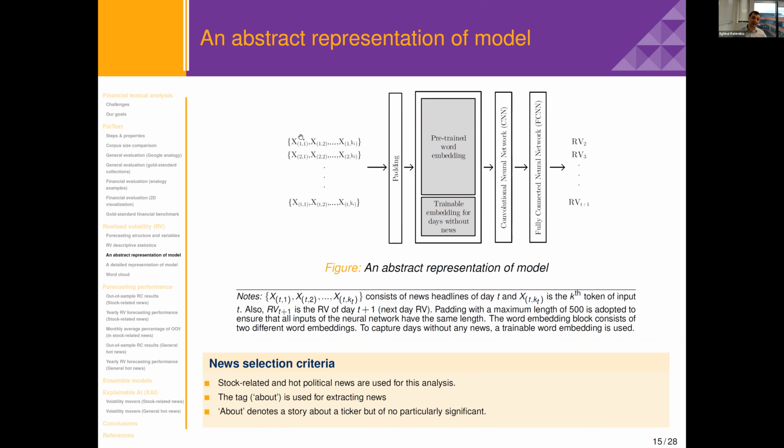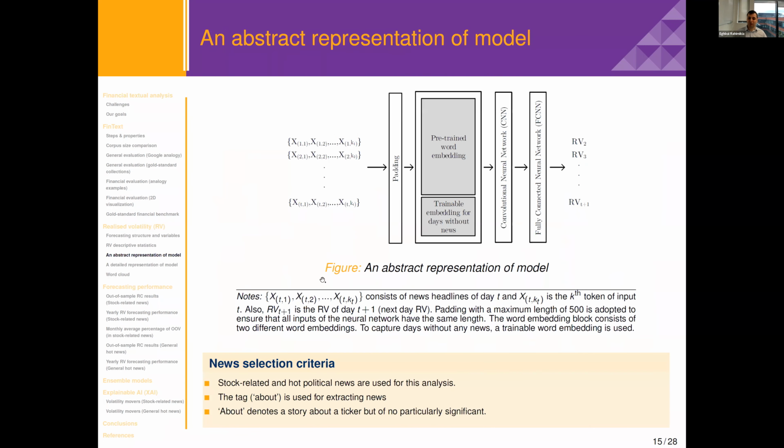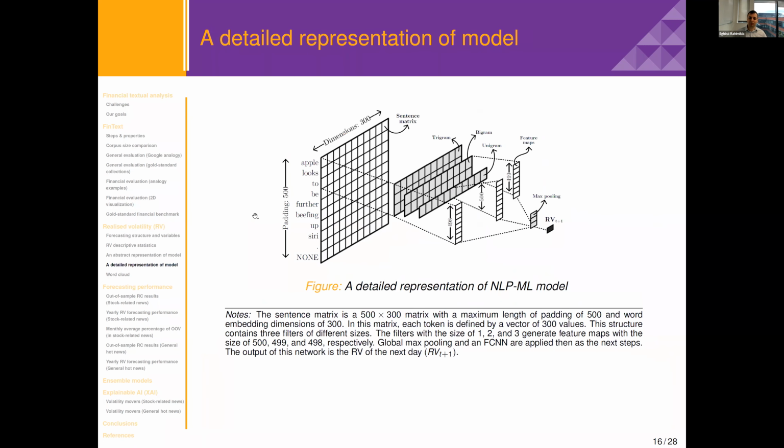So compared to the financial model, it's quite simple. It's just considering one-day news. Those HAR family models, on the other hand, are actually using the 23 days before for forecasting the volatility in the next day. So this is very straightforward.